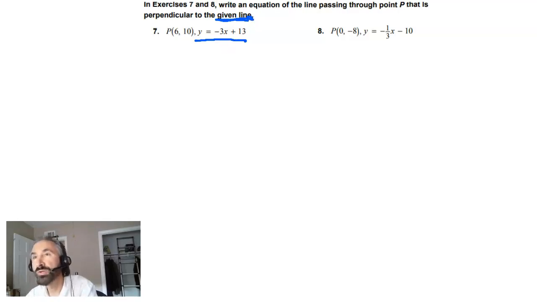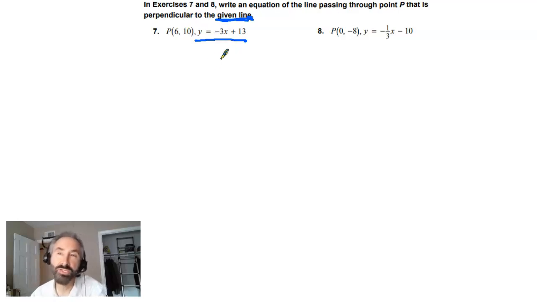What we want is we want to write an equation of a line. So we want to write something like this, an equation of a line, but not this one. We'd like to write an equation of a line that goes through this point and is perpendicular to this line.